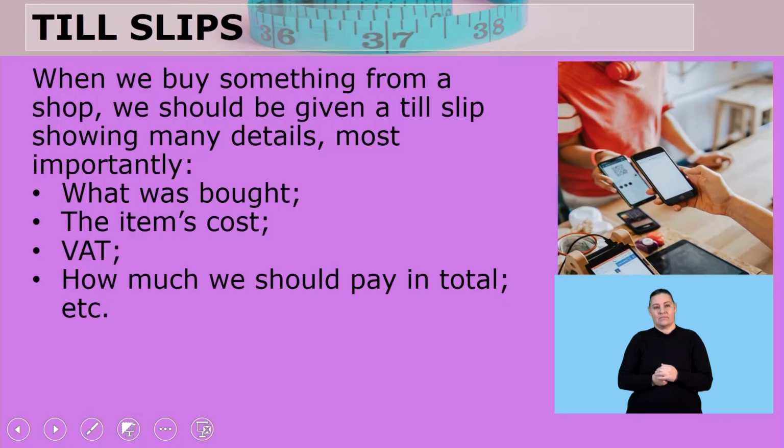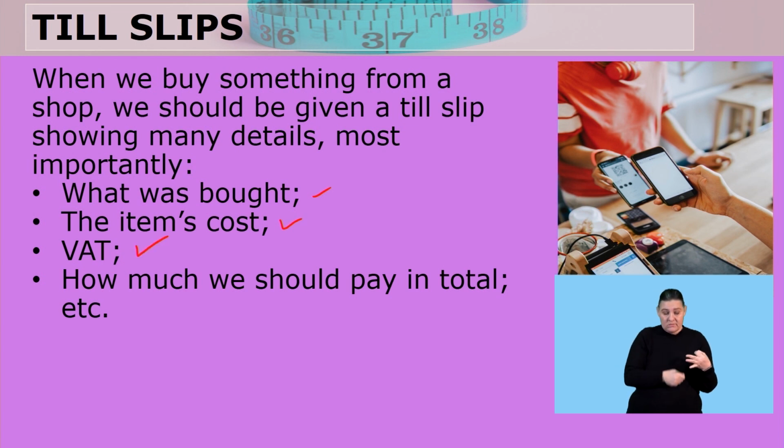And welcome back, everyone. Let's pick up with till slips. So, when you buy something from a shop, you should be given a till slip showing many details, but most importantly, but not limited to, what was bought, the item's cost, VAT, and how much we should pay in total. And then, of course, you get all of those other stuff.